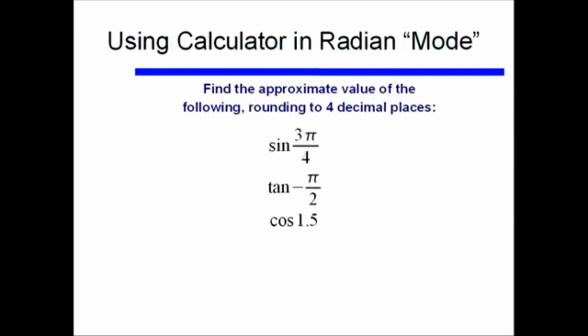Alright, well there's one last thing we need to worry about in terms of radians, and that's finding approximate values of trig functions. For instance, what's the approximate value to 4 decimal places of sine of 3 pi over 4, tangent of negative pi over 2, and cosine of 1.5? That one's a little bit different. Let's take care of the sine first.